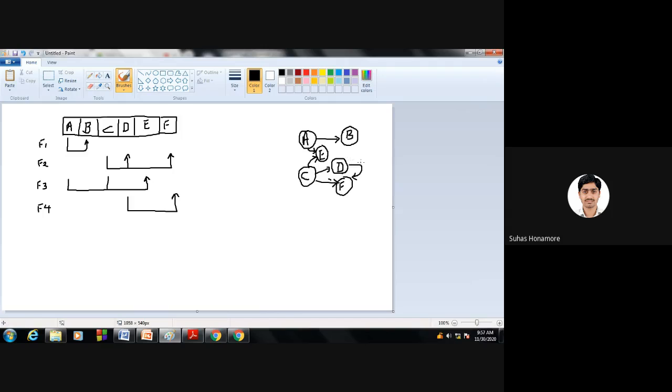Here the nodes with incoming degree 0 are A and C. So both are part of our candidate key; together A and C form the candidate key. Only one candidate key is there, so I will underline it, and it will also be my primary key. So AC together is both the candidate key and primary key.